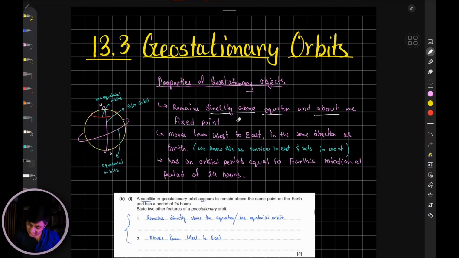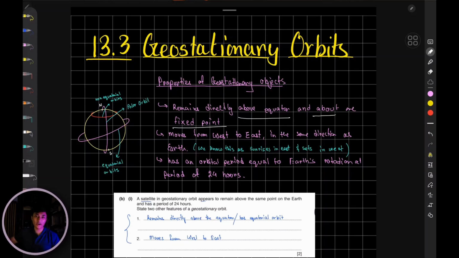So the first point is a satellite, an object that is in geostationary orbit. It needs to be above the equator and it needs to be above one fixed point. So let's say I want a satellite right above this point in my room. So I'm going to place the satellite, let's say 800 meters or 1000 meters above in altitude.